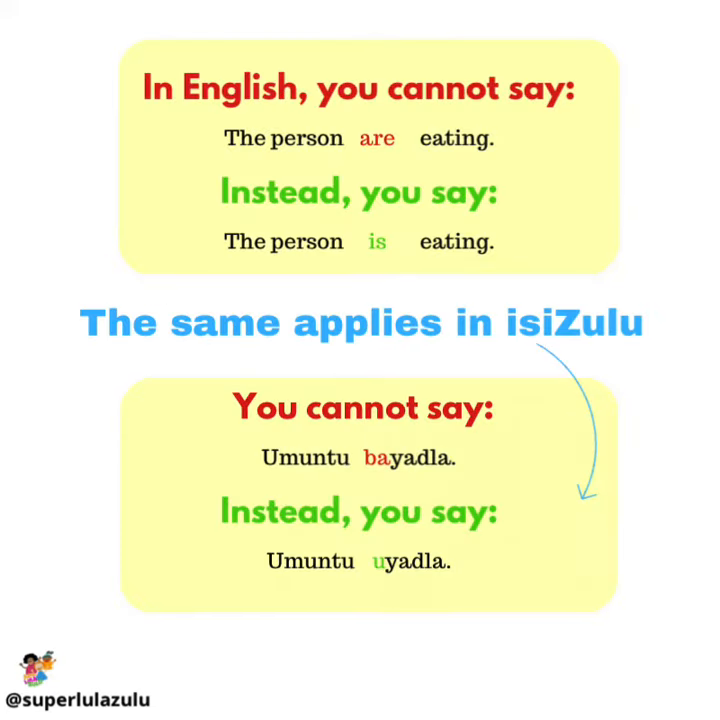sentence. In English, you cannot say, the person are eating. Instead, you say, the person is eating. The same applies in IsiZulu. You cannot say, umuntu bayadla. Instead, you say, umuntu uyadla.